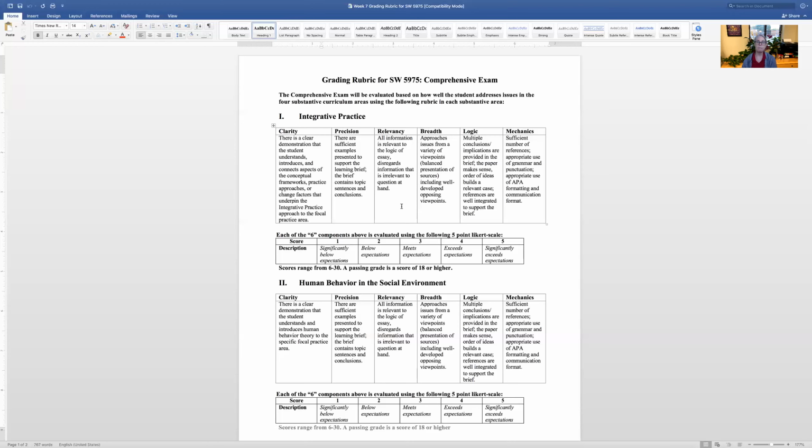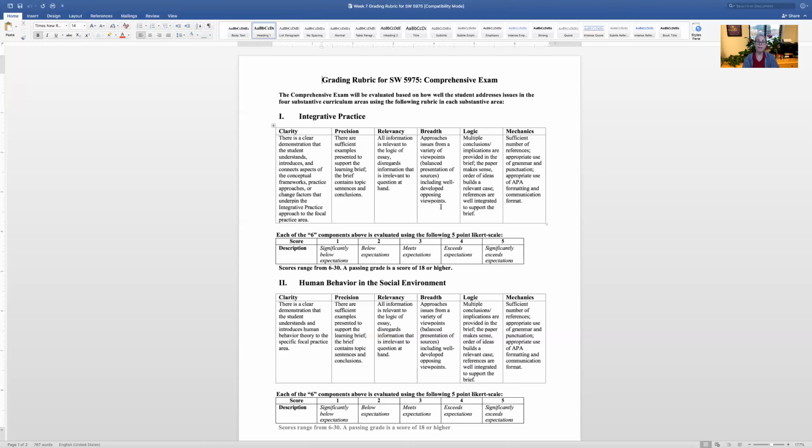The third topic is relevancy. You're expected to have enough support to support your argument, but you're discouraged from throwing in the kitchen sink. So don't just start quoting things if you don't know what else to say, because that will lower your score.